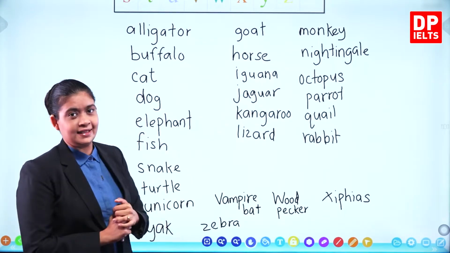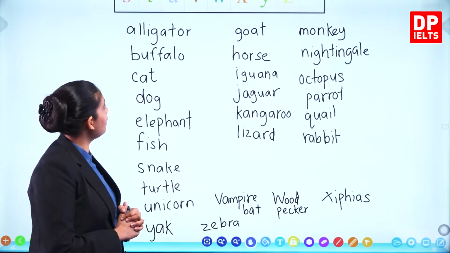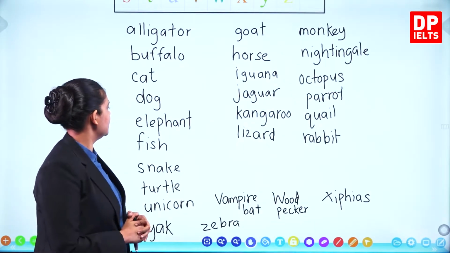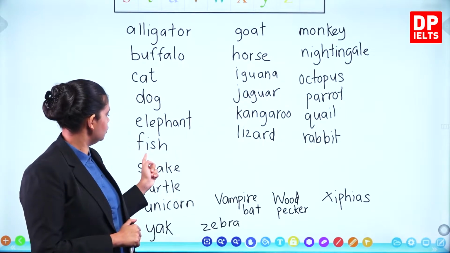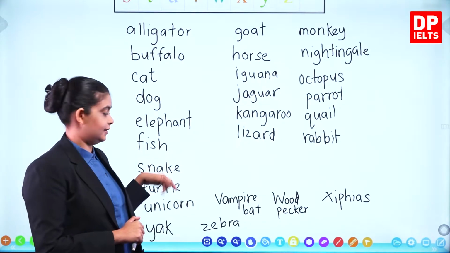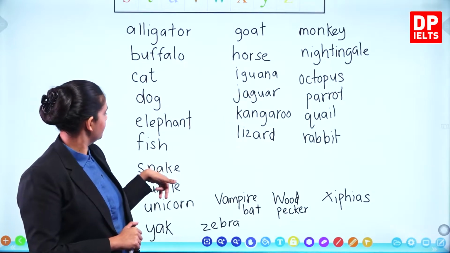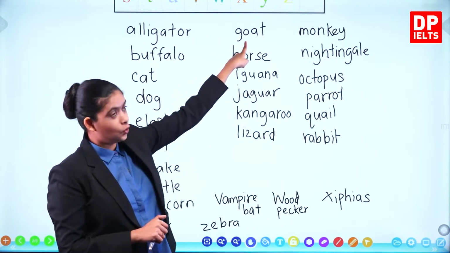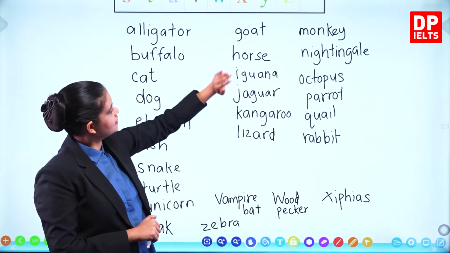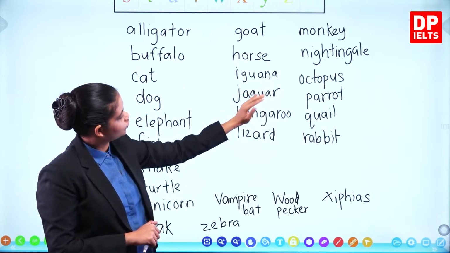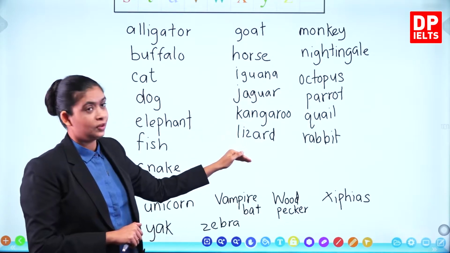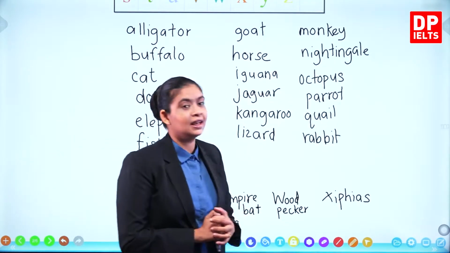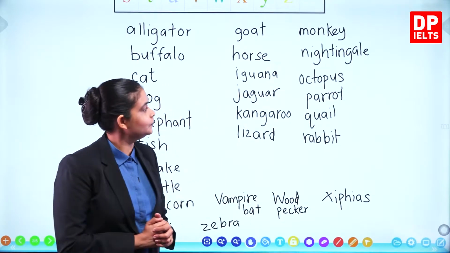A, alligator, right? B, buffalo. C, cat, dog, right? Elephant, fish, snake, so we can take fish, we'll go up to goat there, right? So F, G, so we go there, goat, horse, iguana, jaguar, kangaroo, lizard, monkey, nightingale. Nightingale is a bird, okay?